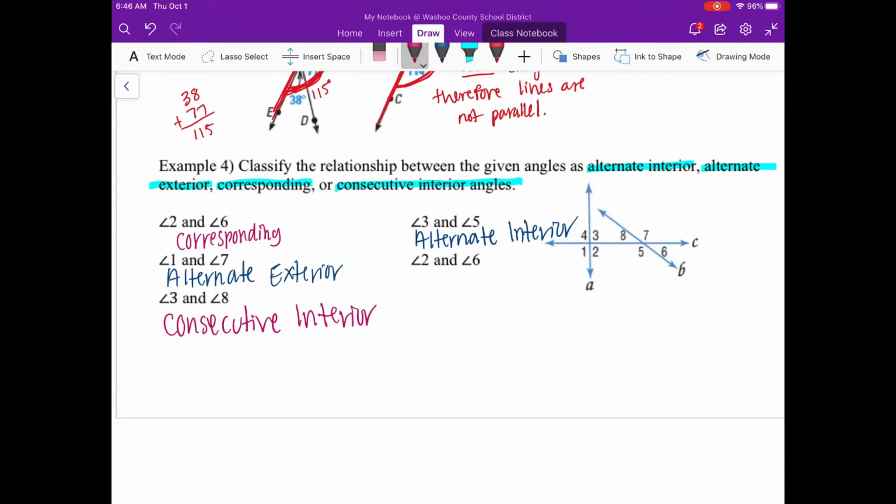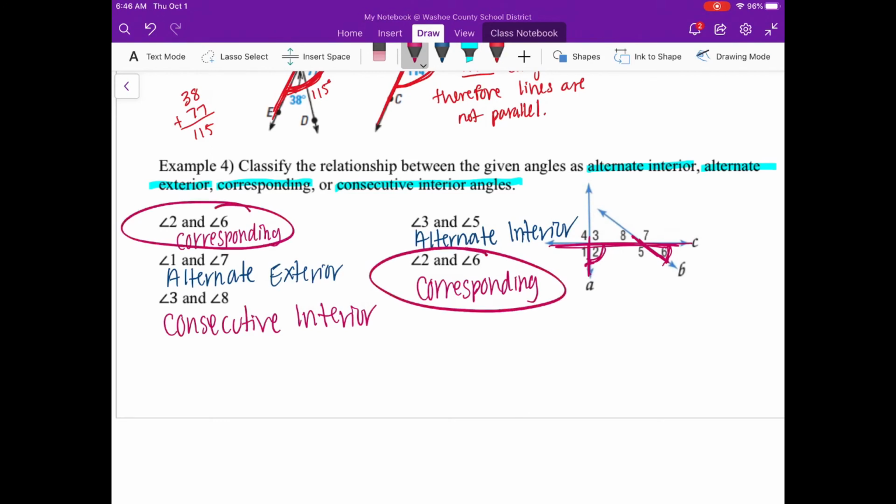And the last one, we have 2 and 6. So 2 is here, 6 is here. They are on the same side of the transversal, so I'm thinking either consecutive, but then they are not both inside or both outside. So I evaluate again, and they're actually corresponding. They're in the same position, both under the transversal to the right of the line. It repeats itself as the first one. So just another way to look at it.